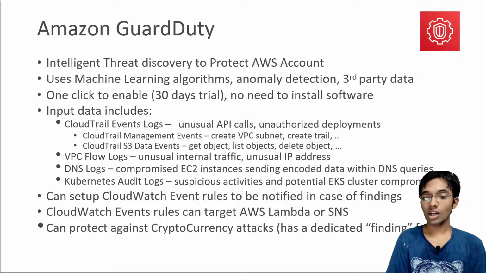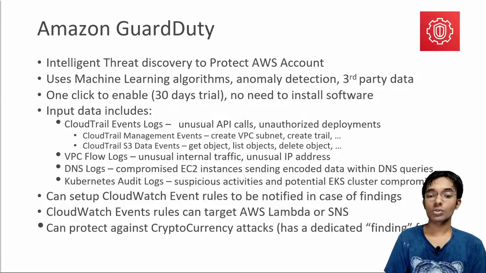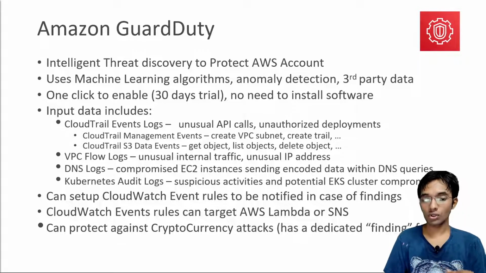So Amazon GuardDuty takes input data from several sources. It takes data from your CloudTrail event logs, and it looks for unusual API calls, unauthorized deployments, and so on. So it can use the management events. For example, these are the events that happen when you create a VPC subnet, when you modify a resource, when you create a trail. They are just API calls within your accounts.